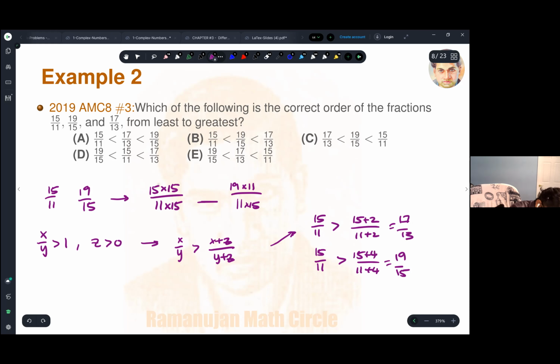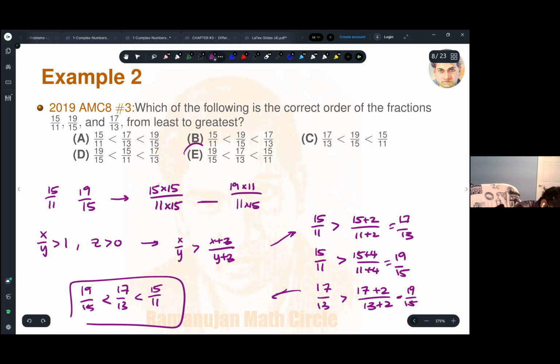And if we compared 17 over 13, we'd also get the same idea because 17 plus 2 over 13 plus 2 is equal to 19 over 15. So very quickly we get that 15 over 11 is the greatest, then we have 17 over 13, and then we have 19 over 15 over here, and that would be E.